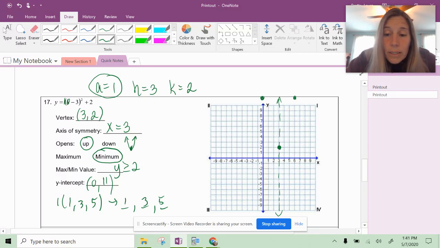So from my vertex, I'm going to go up 1 over 1. Then I would go up 3 over 1, and then I would go up 1, 2, 3, 4, 5 over 1, which puts me right at those intercept points that I did. And then I'm going to do the same points on the opposite side of the axis of symmetry, making sure it's like a reflection. And there's my parabola.